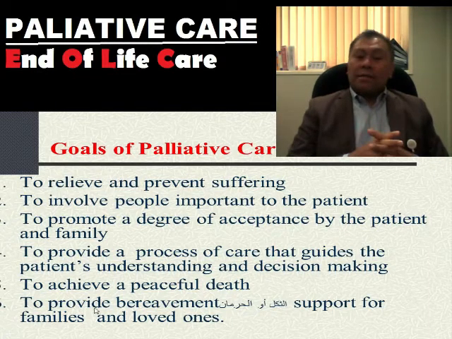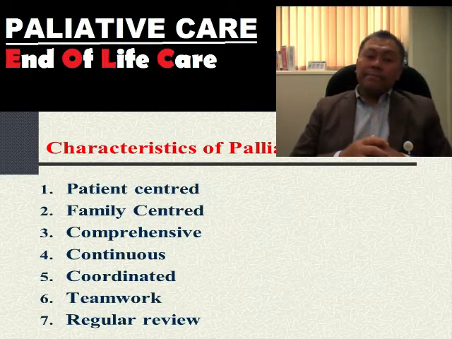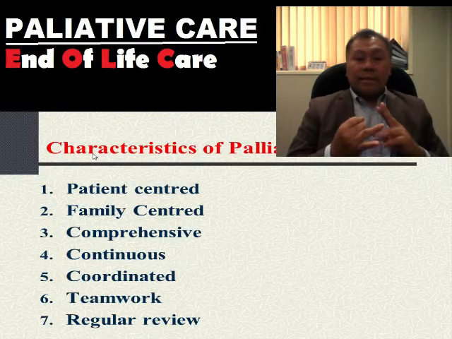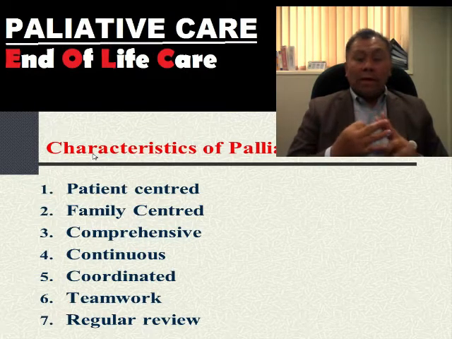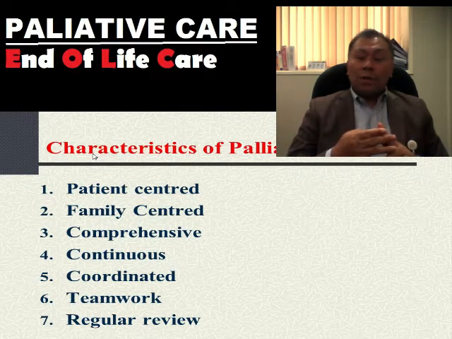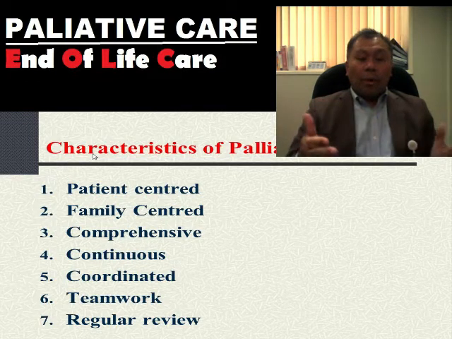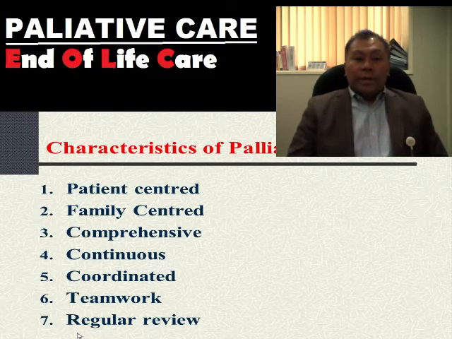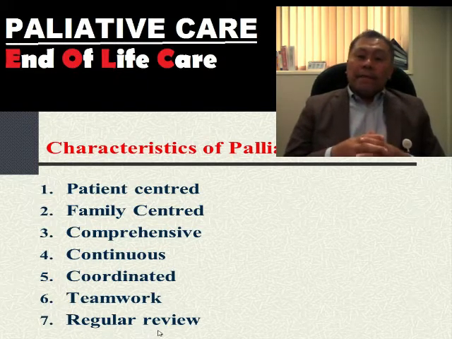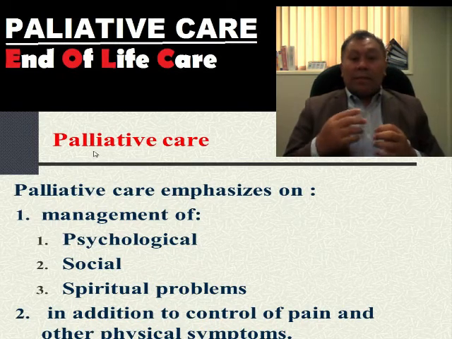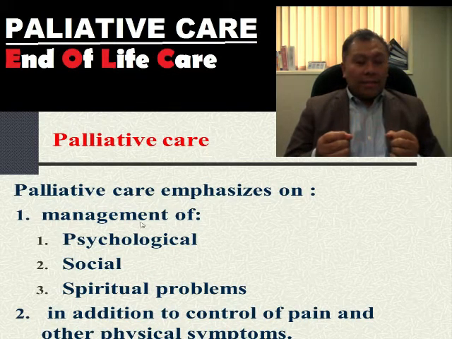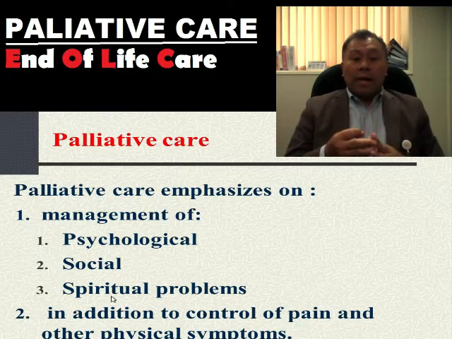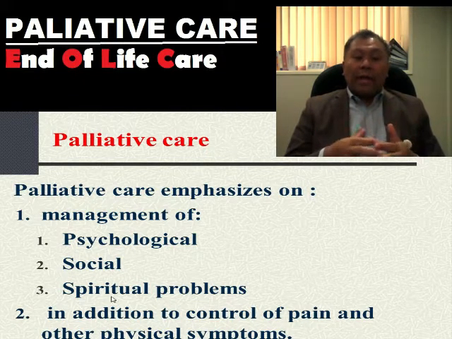So what are the characteristics of palliative care? First, it is patient-centered. Second, it is family-centered. It is comprehensive, continuous, and coordinated. Then there is teamwork, working in the hospital. And then there must be a regular review. So in palliative care, we emphasize management of psychological, social, and spiritual problems, and control of pain and other physical symptoms.